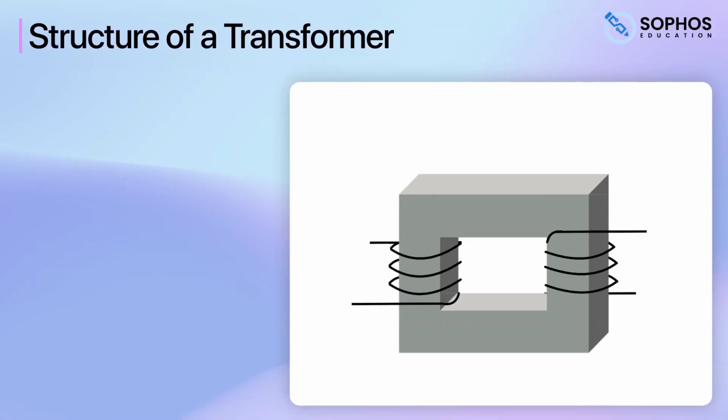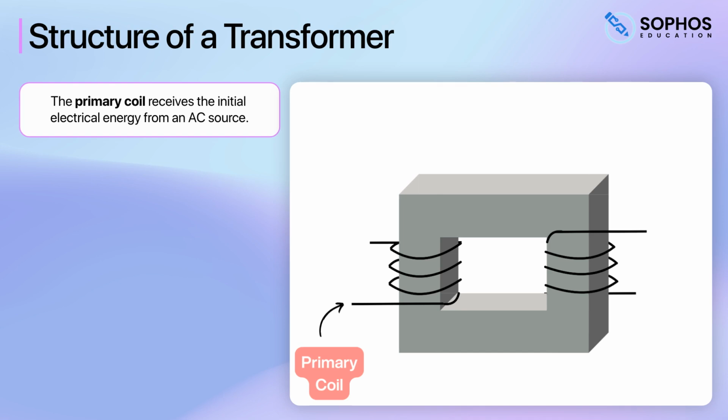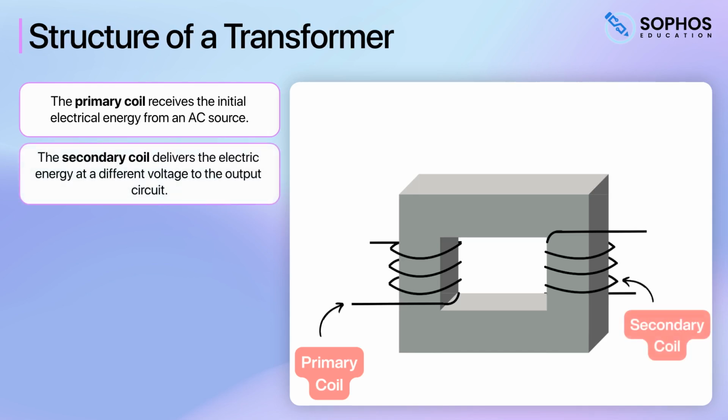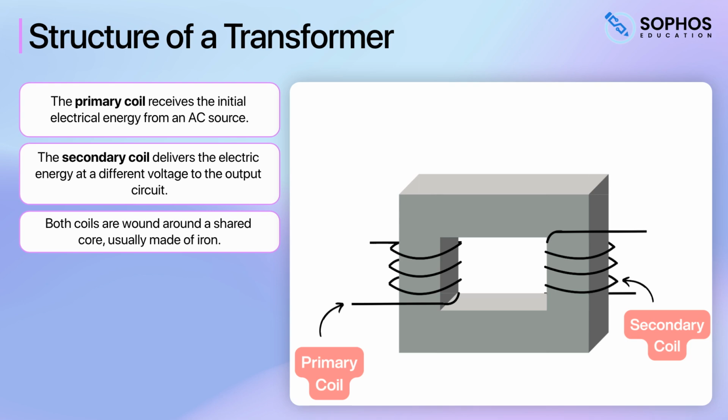A basic transformer consists of two main components: the primary coil, which is the coil that receives the initial electrical energy from an AC source. The secondary coil, which is the coil that delivers the electric energy at a different voltage to the output circuit. Both coils are wound around a shared core, usually made of iron.